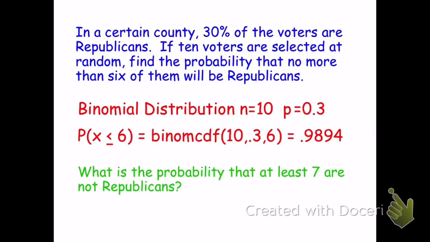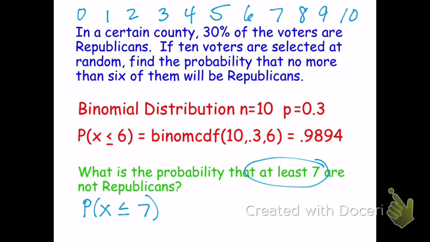What is the probability that at least 7 are not Republicans? Okay, so here's something different. It says not Republicans, so what does that do to the probability? It switches. So instead of being 0.3, it's now 0.7. So this one you could do a couple different ways. If it's saying at least 7, that means the probability that x is less than or equal to 7. And then I can list out all of my. Wouldn't it be greater than 7?